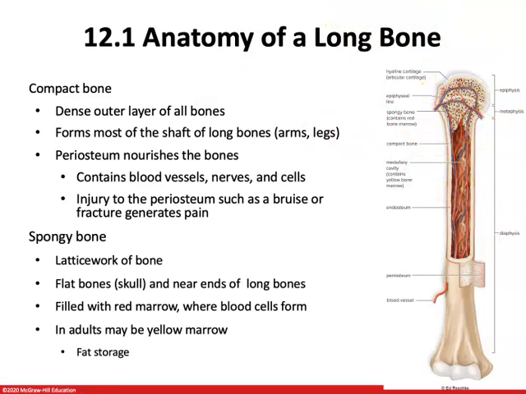In adults, the spaces of some spongy bones are going to be filled with red marrow, where the red marrow is going to be where we're forming our red blood cells, or really all of our blood cells are going to be formed in the red marrow. The cavity in the shaft of the long bones, so that would be this region right in here, is going to be filled with yellow marrow. Yellow marrow is a fatty tissue that's used for energy storage.